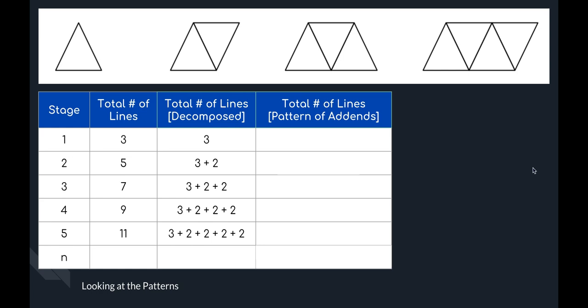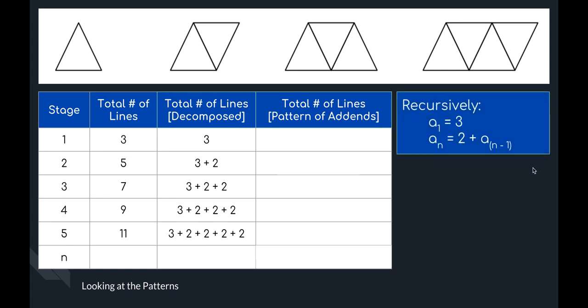So we're going to go to the total number of lines as a pattern. We already have enough to recursively write the equation. We can say that the initial value was 3, and that each time we added 2 to the previous term. The question now stems, how many times did we add 2 at any particular stage? Let's look at that pattern.